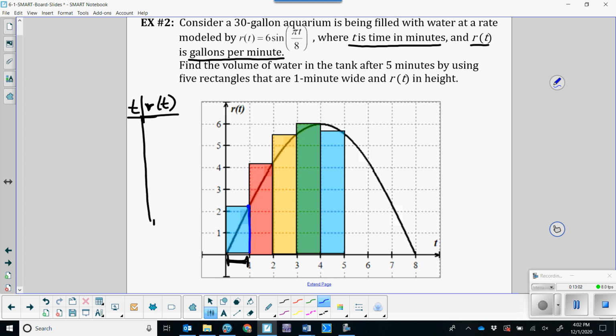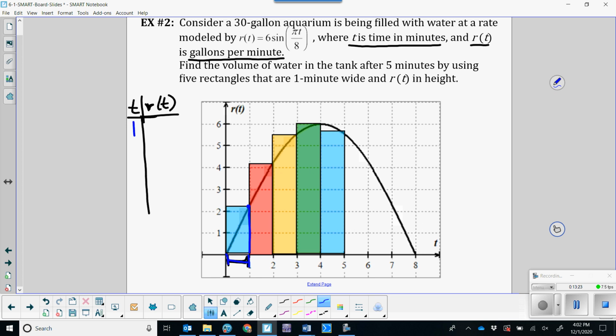Okay? So since every rectangle has a width of 1, times the height, I don't really need to multiply, I just need to find the heights and add them up in this case because the widths are all 1. So I'm going to start with T equals 1, and that's this endpoint.